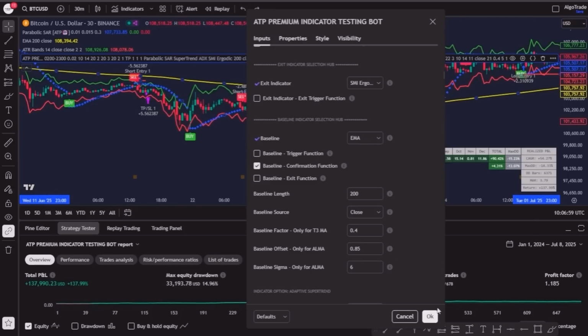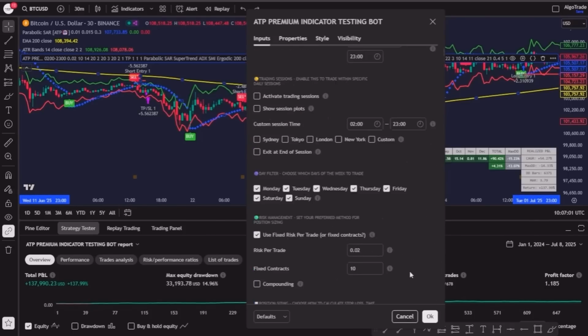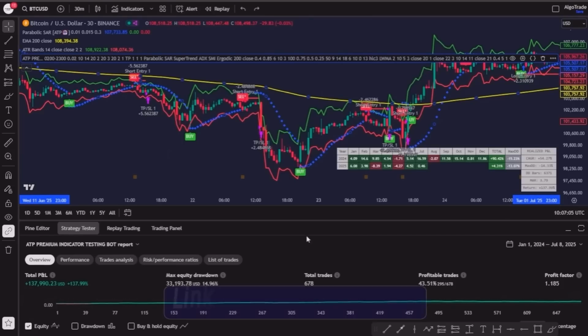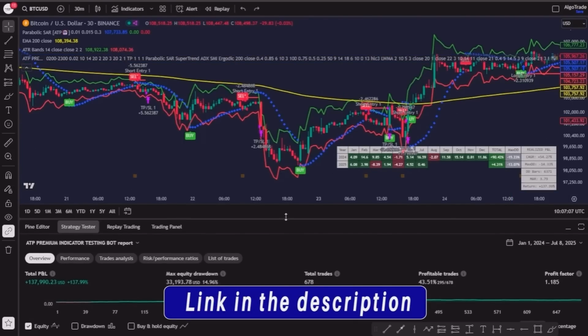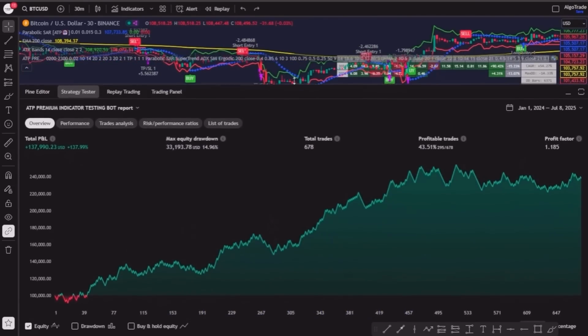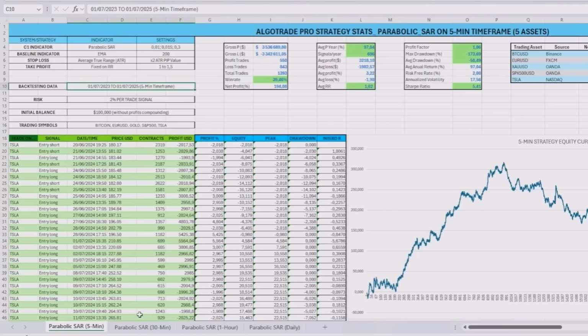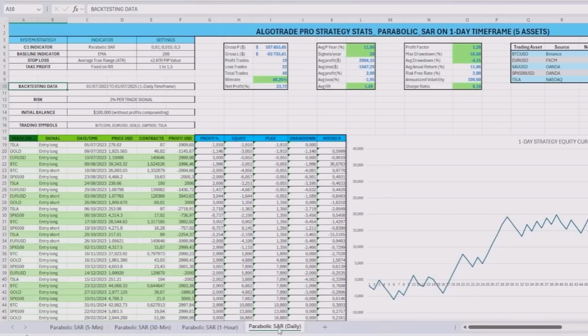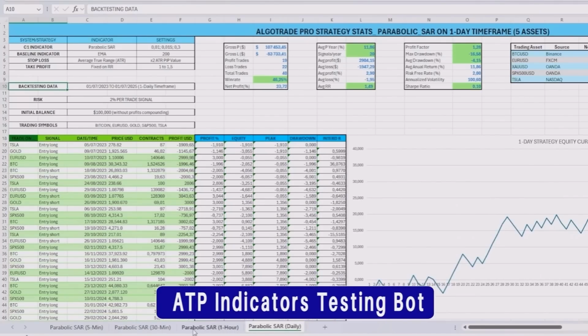Now that everything's ready, let's run the test. I will input the rules, fire up the bot, and be back in a moment with the full results across all assets and timeframes. 12 seconds later. After setting up everything, almost 4,000 trades were analyzed using the ATP indicators testing bot.